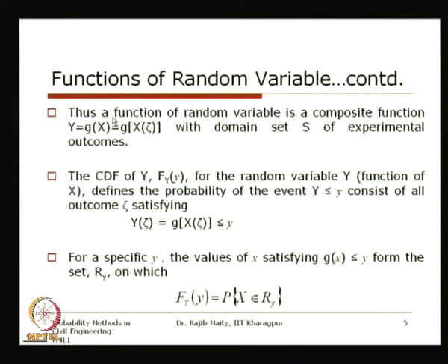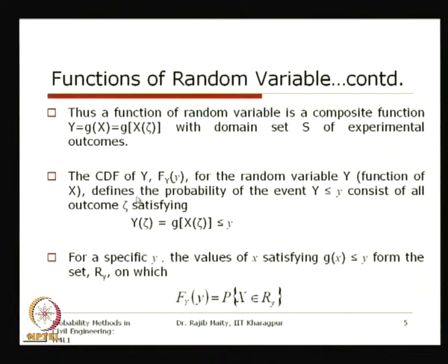So thus a function of the random variable is a composite function, which is y equals g(x), and this number is g(x xi), with the domain set S of the experimental outcome. This domain set S means the outcome of the original random experiment. Now what we have to know is the CDF, that is, the cumulative distribution function of y. Obviously, when we are talking about the function of a random variable, all the properties and functions related to x are known to us.